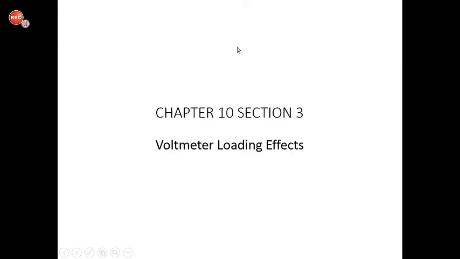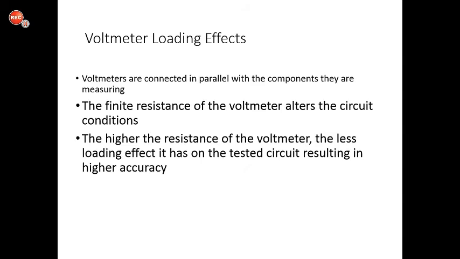Section 3 is about the voltmeter loading effects. And again, we covered this in DC circuits. We'll review some problems here in just a second. Voltmeters are connected in parallel with the components that they are measuring. So when you measure voltage, you connect the leads of the voltmeter in parallel to the resistor or whatever the component is that you're measuring the voltage across.